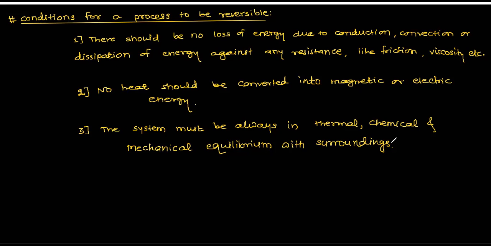So these are the three conditions for a process to be reversible. Number one, no loss of energy due to conduction, convection or radiation, or against any resistance like friction, viscosity, all these things. Second condition, heat should not be converted into either magnetic energy or electric energy. And third one, the system should always be in thermal, chemical and mechanical equilibrium with surroundings. Then only we can say that the process is reversible. Got it? Okay, next.